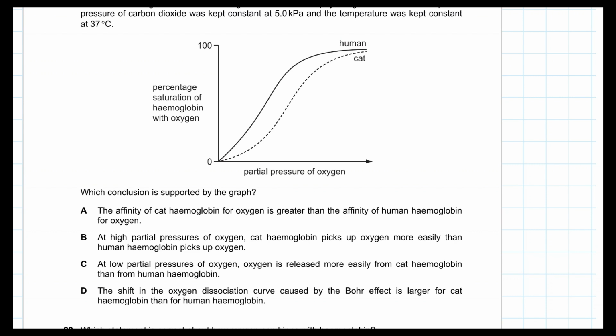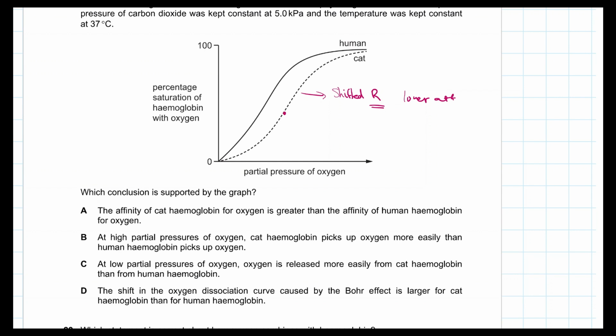Question number 28. Which conclusion is supported by the graph? Now, here we could see an oxygen dissociation curve for a human and for a cat. Now, for the cat, it's slightly shifted to the right. This means that the affinity of hemoglobin to oxygen is lower. Therefore, this means that hemoglobin of cats needs a higher partial pressure of oxygen to have the same saturation. Now, let's see the suggestions that we have here.